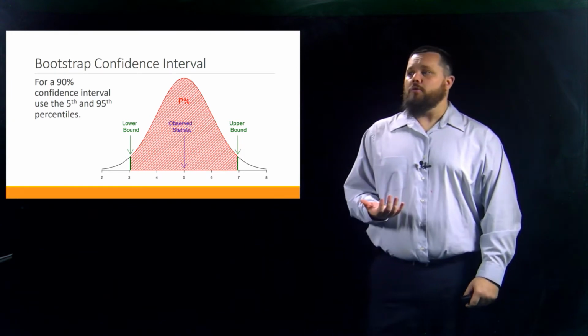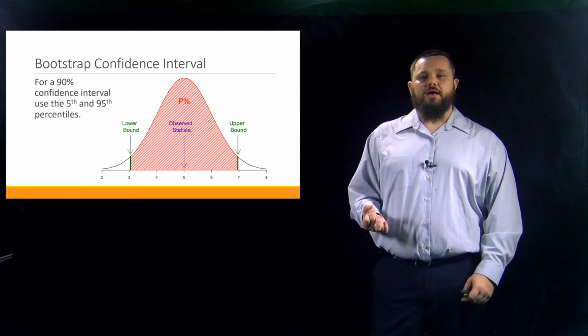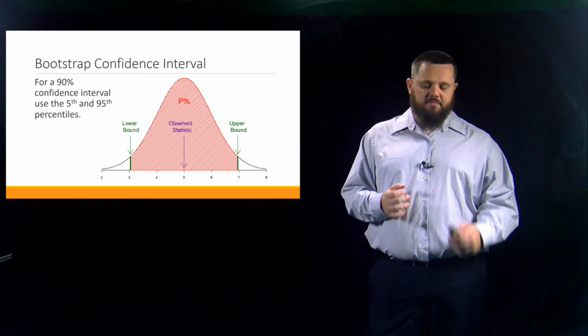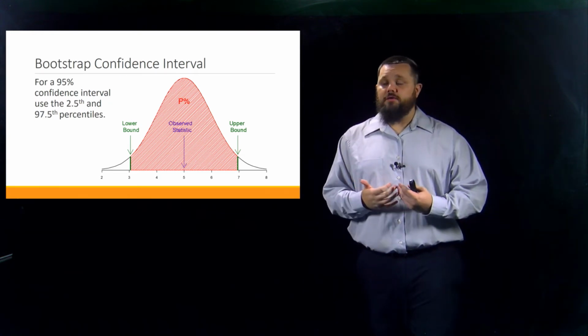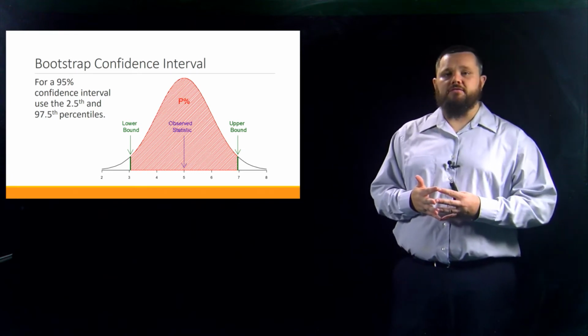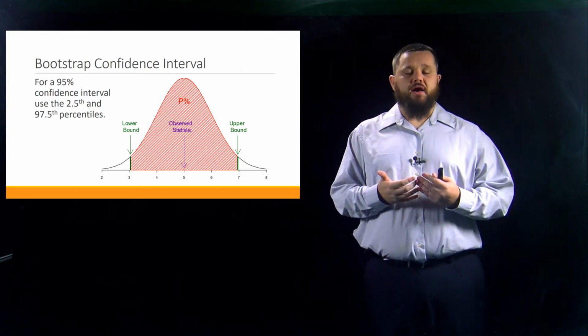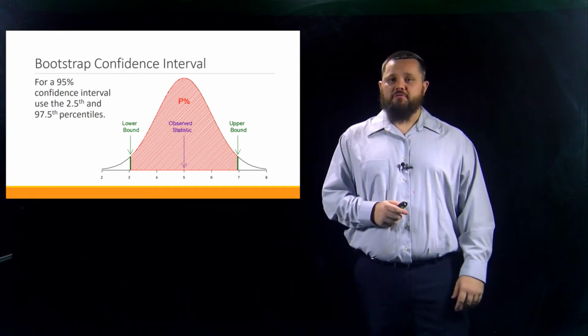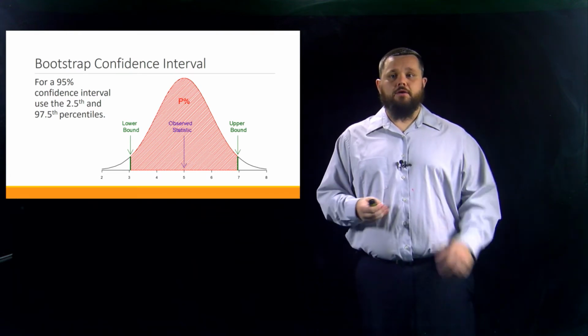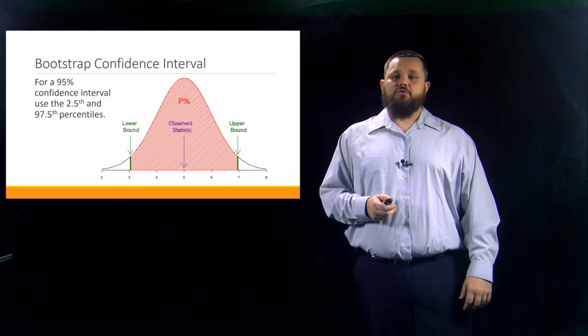So our lower bound is going to be the 5th percentile. Our upper bound is going to be the 95th percentile. We could do the same thing for a 95% confidence interval. We'd want the middle 95%. So the area in both of our tails combined would be 5%. So in one tail, or in each tail, it would be 2.5%.